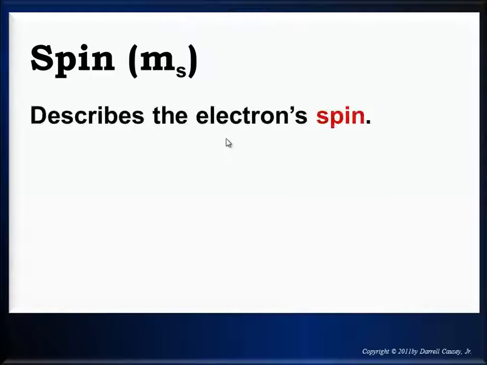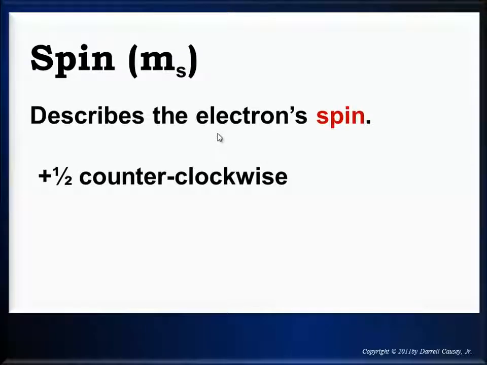So the spin describes the electron spin, plus 1/2 is how we label the counterclockwise, and minus 1/2 is the clockwise. And so the idea here is that one electron is going counterclockwise and the other one's going clockwise. Which one, in reality, we just don't know. This is all a purely mathematical description of the atom. So the mathematics explains it this way. Well, I haven't seen it, and no one has ever seen it, but it works. The mathematics works. It works in our empirical data.